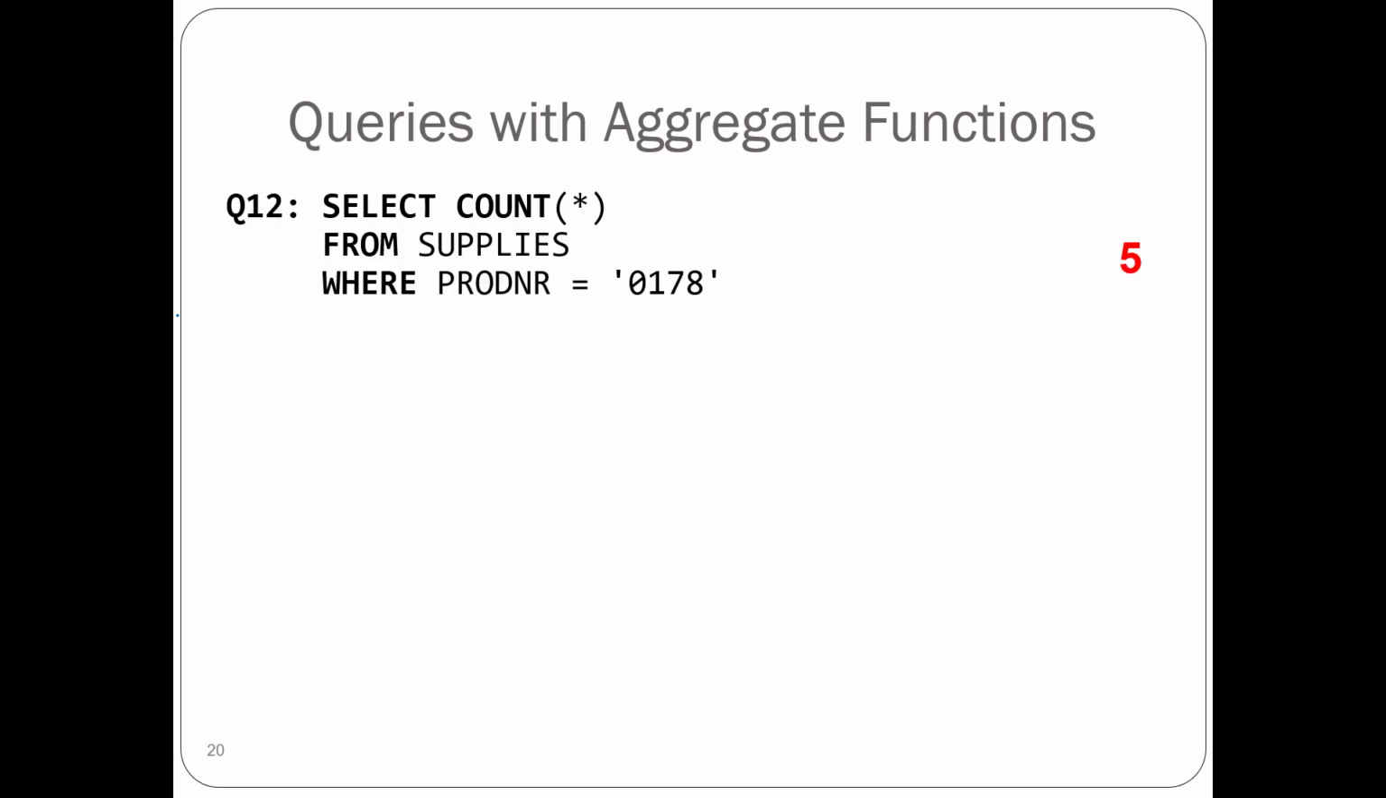Good. So now let's use the very first aggregate function, which is count. This query simply says select count star from supplies where prod nr is 0178. So how to understand this query? It all depends how you do it, but the way I do it is I first see what we are selecting. Here the result is an aggregate function, count. Count will count the number of rows returned in the result. So here we want the number of rows returned by this query. The query simply selects from the supplies table the records where the prod nr is 0178. So let's go back, 0178.